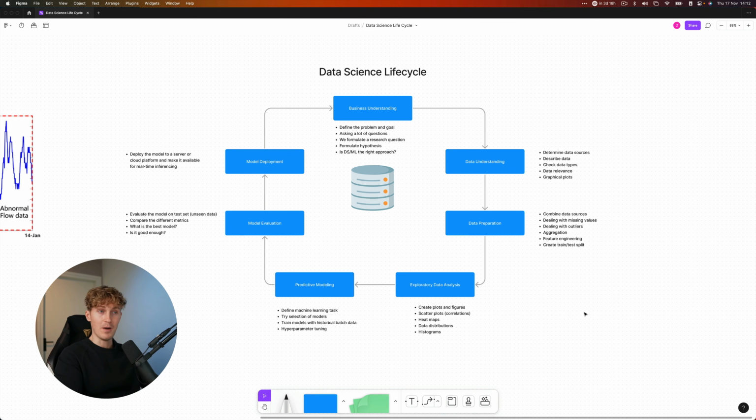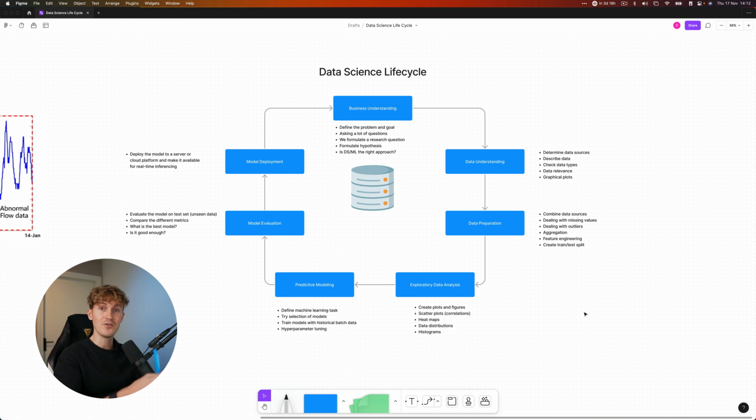So to sum up, we have business understanding. We define the problem and the goal. We then understand our data. What are we dealing with? What are the sources? We prepare the data for modeling. Then we explore that data in further detail to really get a good understanding of how the individual parameters affect each other and their correlations with each other and the target variable.